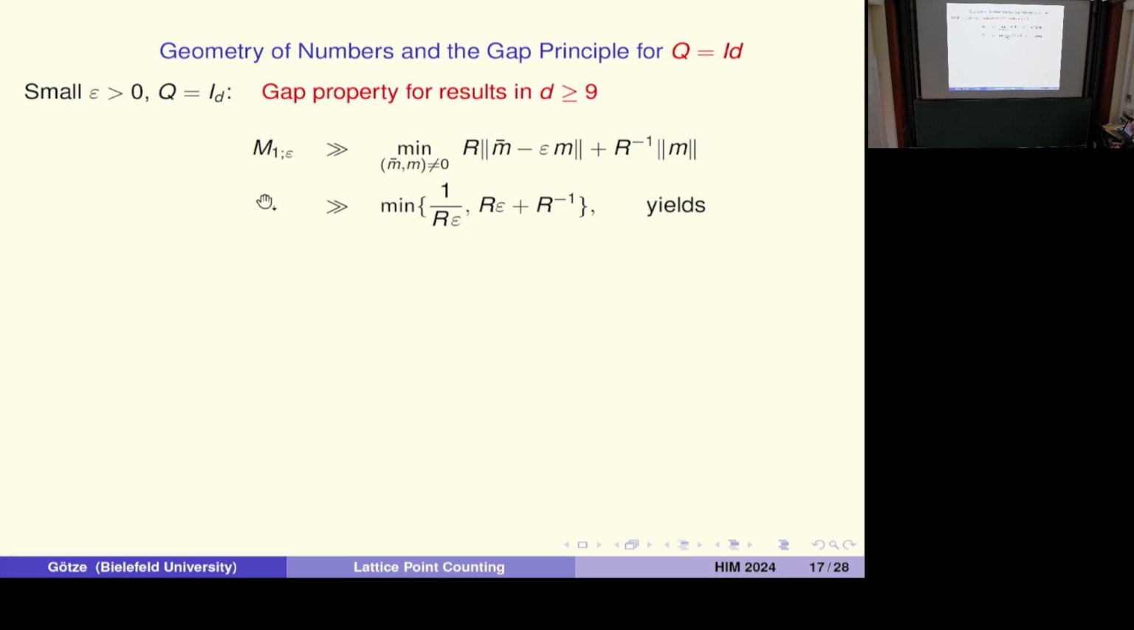And it is done in the following way. First of all, you estimate the first successive minimum. It is the minimal value of this thing here. So there are two cases. M bar is 0. Then you take a non-zero vector. This gives you a 1, minimum 1 here.